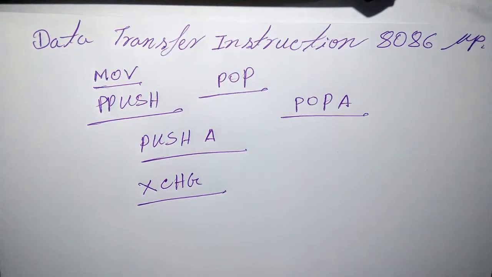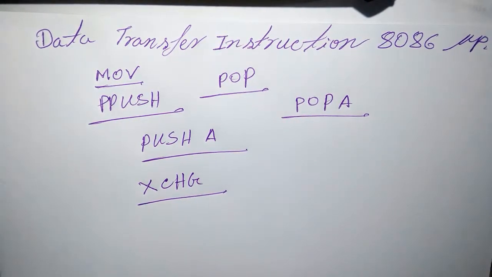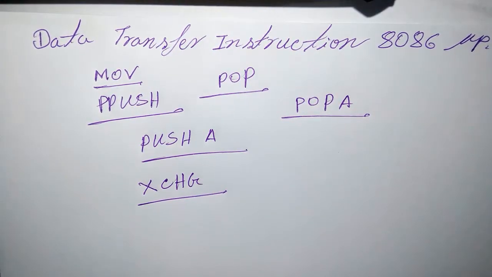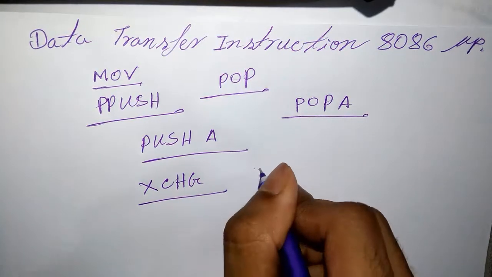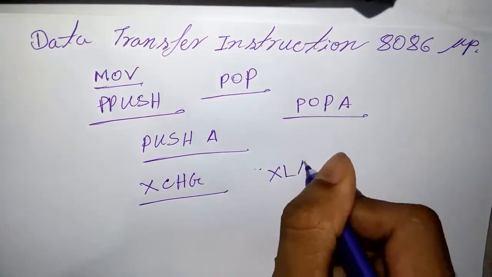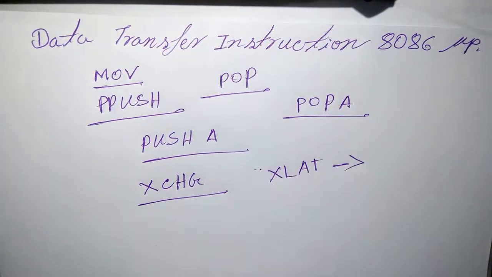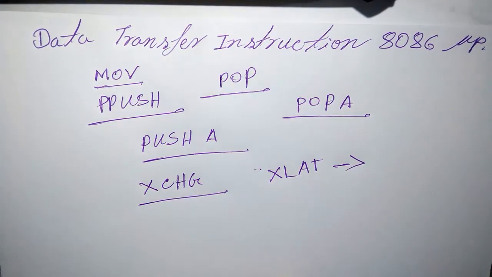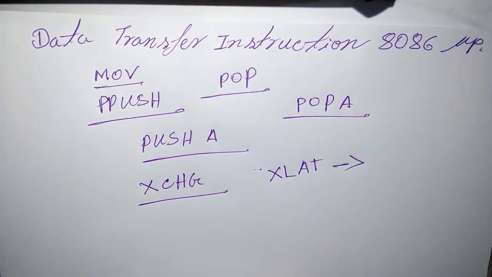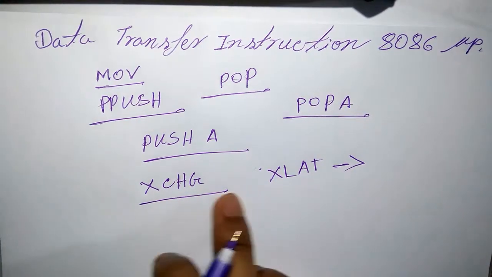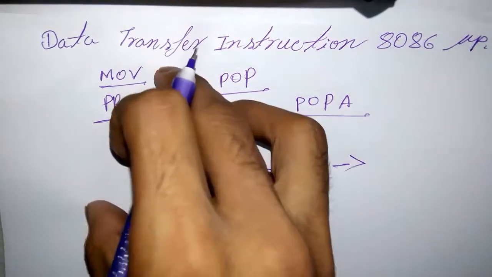XCHG, used to exchange the data between two locations. Mind it, used to exchange the data between two locations. And next one is XLAT. This is used to translate a byte in AL, that means the AL register, using a table in memory. Okay, and these are the data transfer instructions.